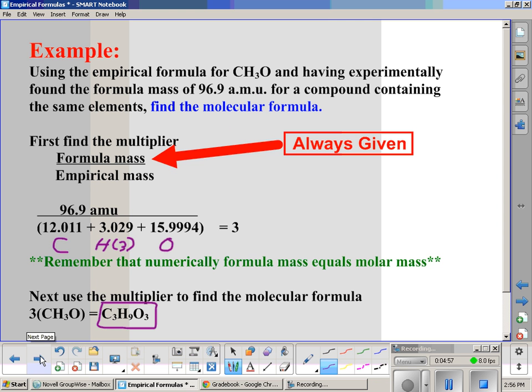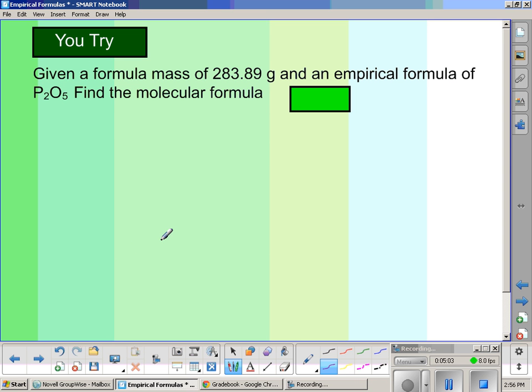All right, so after watching this, you should be able to do this yourself. So here's one for you to try. We're given a formula mass, 283.89 grams, and here's your empirical formula. So go ahead and take a minute, find out how much this weighs, and then divide your formula mass by the empirical mass. When you're ready, restart the video, and I'm going to click on this box right here. Your answer should be P4O10. Remember, your mass for this comes from the periodic table.